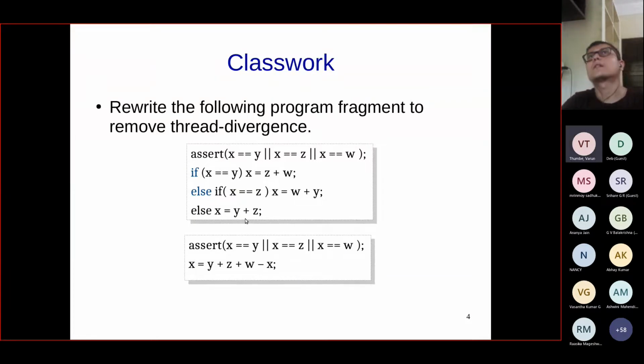I didn't ask what the number of steps taken by warp threads to execute this entire fragment is. That was not the question. The question was how many steps will the warp threads take to execute this if else clause or construct. So that answer is 3. But if we consider this assert also, then the answer is 4. That is correct. But for this part it's just 3. Okay, I hope that's clear.